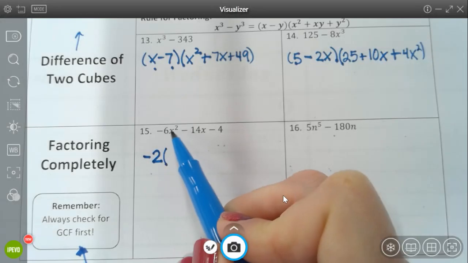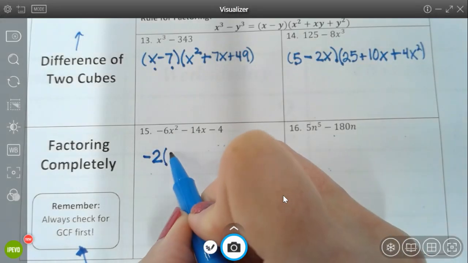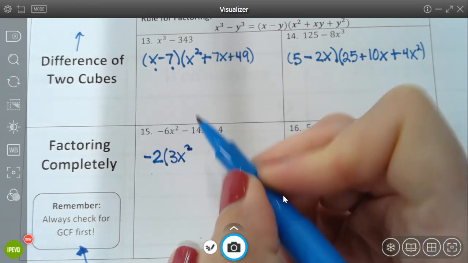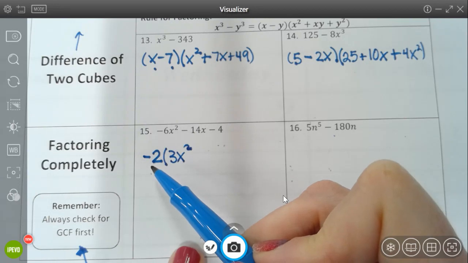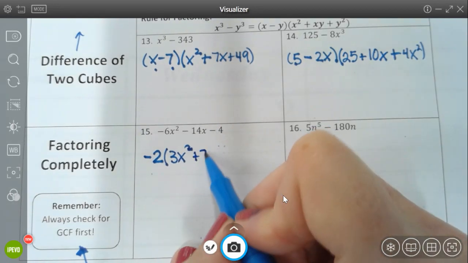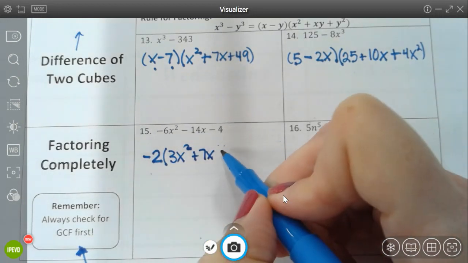So if I take negative 6x squared divided by negative 2, I'm going to be left with positive 3x squared. If I take negative 14x and divide it by negative 2, I'm left with a positive 7x. And if I take negative 4 and divide it by negative 2, I'm left with a positive 2.